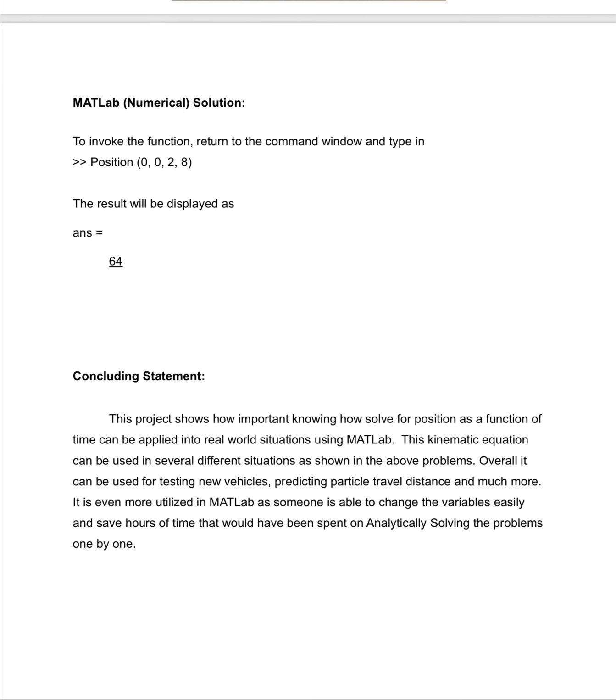In conclusion, this project shows how important knowing how to solve for position as a function of time can be applied to real-world solutions using MATLAB. This kinematic equation can be used in several different situations as shown in the above problems. Overall, it can be used for testing new vehicles, predicting particle travel distance, and much more. It is even more useful in MATLAB as someone is able to change the variables easily and save hours of time that had been spent on analytically solving the problems one by one.